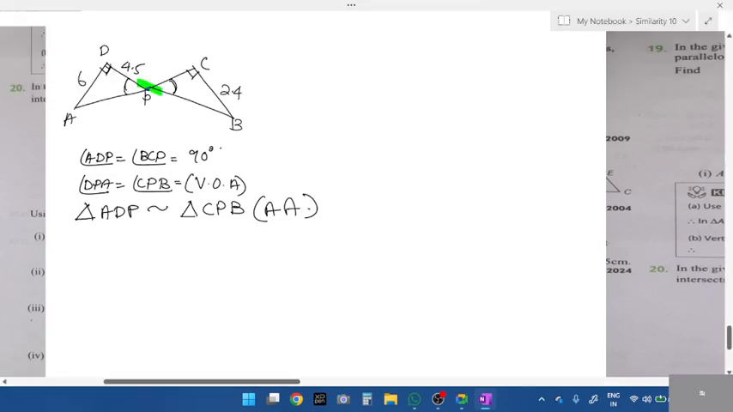Angle P. What is opposite to angle P? What are the sides we have in the first triangle? AD divided by the next one, B. Opposite to vertically opposite, what is the side we have? BC, right? Is equal to. In the first triangle, where is DP, students? Where is DP given? Opposite to where, or opposite to D?